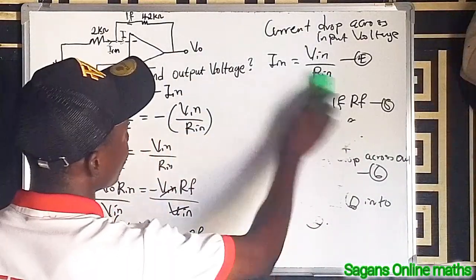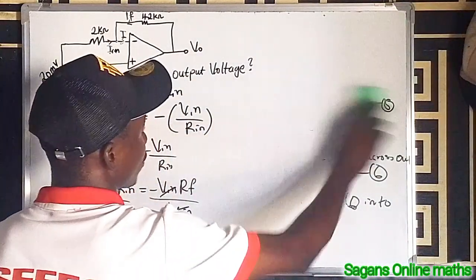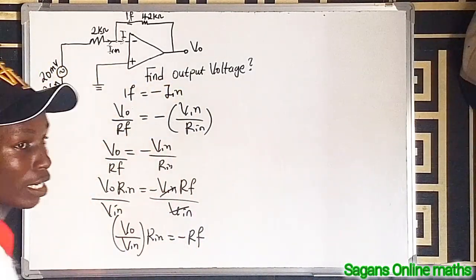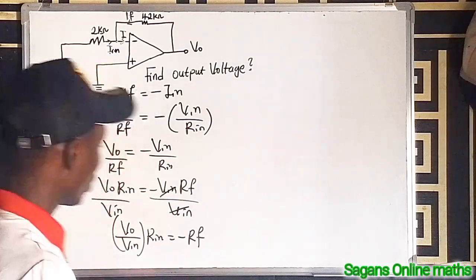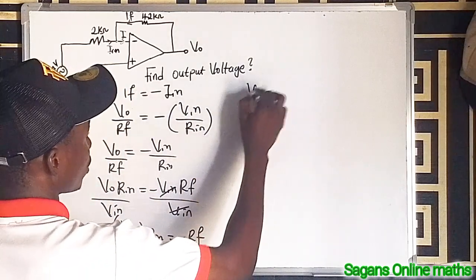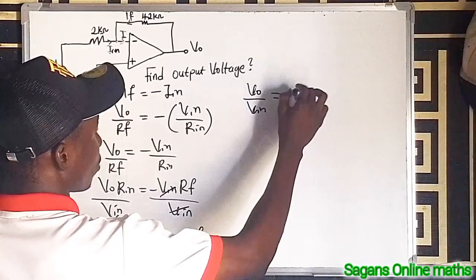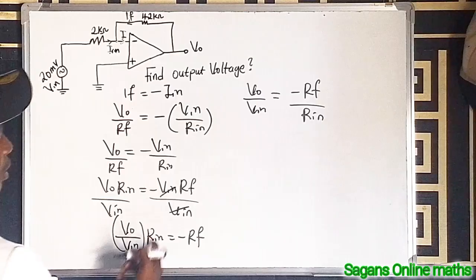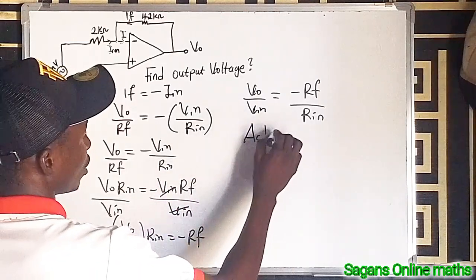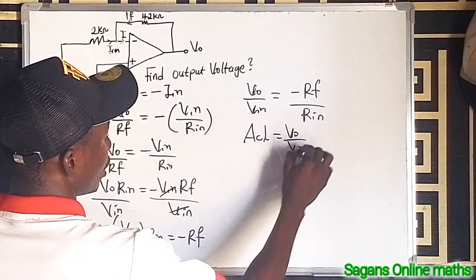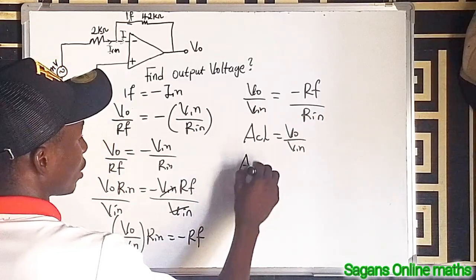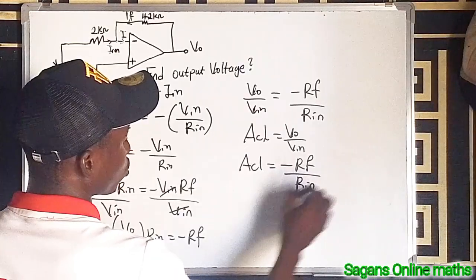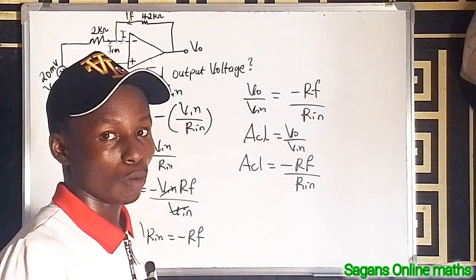Because I said earlier that VO over V in is our closed loop gain. Okay, that's the general gain with no special simplification. So that means from here our VO divided by V in is equal to minus R F divided by R in, by dividing both sides by R in, right? So since we know that closed loop gain is equal to VO over V in, it means that our closed loop gain is equal to minus R F divided by R in. This is the formula of closed loop gain in inverting op amps, right?